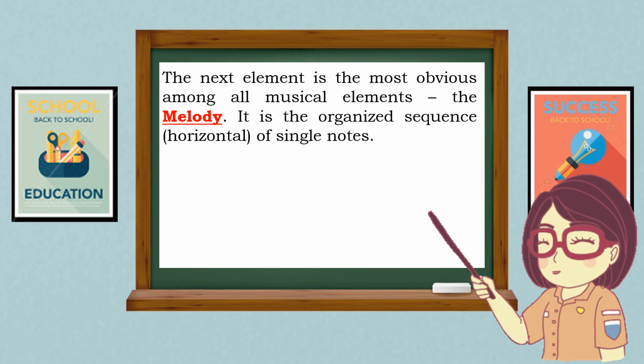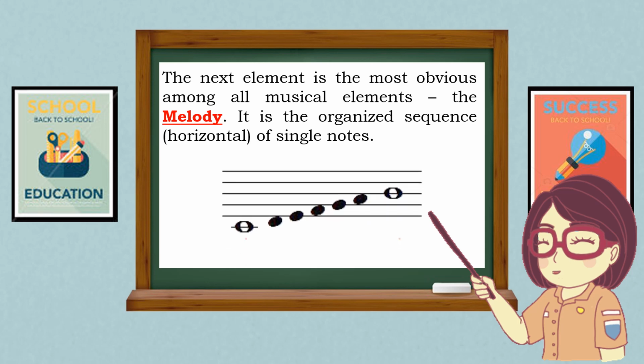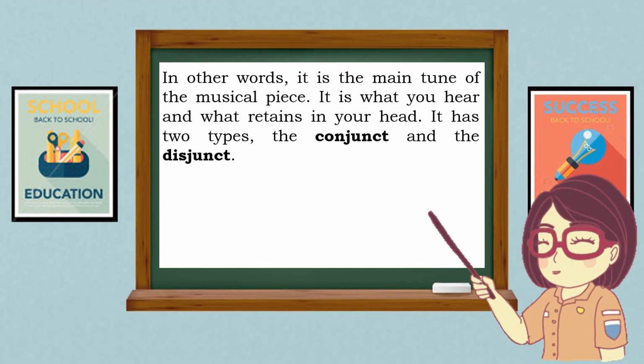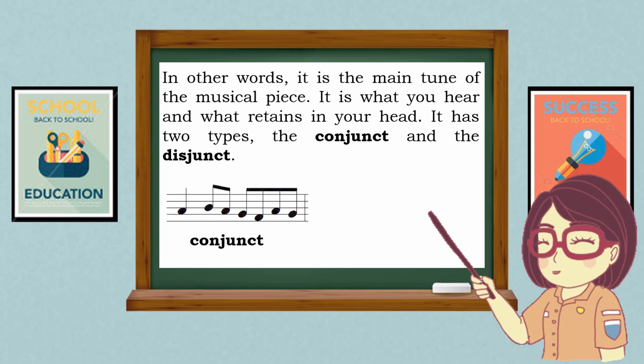The next element is the most obvious among all musical elements, the melody. It is the organized sequence or horizontal of single notes. In other words, it is the main tune of the musical piece. It is what you hear and what retains in your head. It has two types, the conjunct and the disjunct.